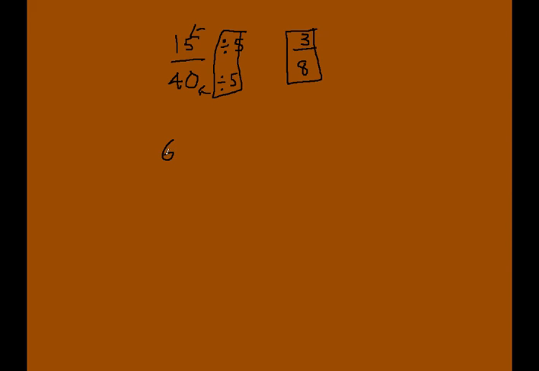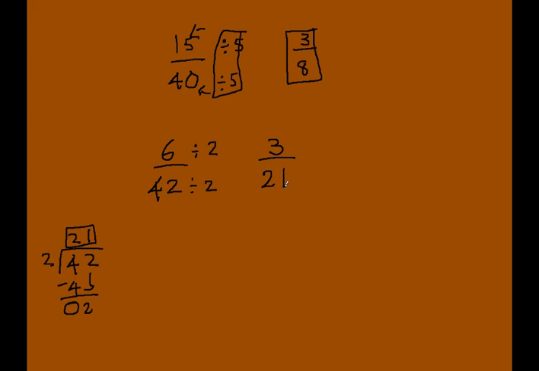Here's another example. 6 over 42. Again, your first instinct should be, do I have even numbers? In this case, yes. So whenever you have even numbers, just go ahead and divide both of them by 2. 6 is even and 42 is even. So 6 divided by 2 is 3. 42 divided by 2 is, even if you didn't know what 42 divided by 2 is, go on the side and do it. 2 goes into 4 twice. 2 times 2 is 4. Bring down the 2. 2 goes into 2 once. So 42 divided by 2 is 21.